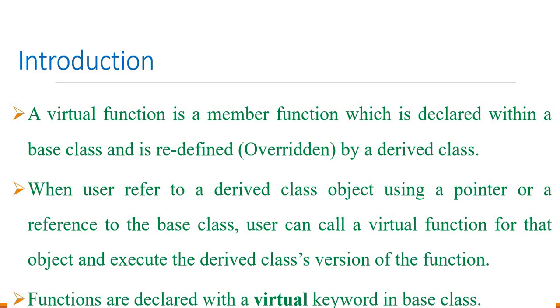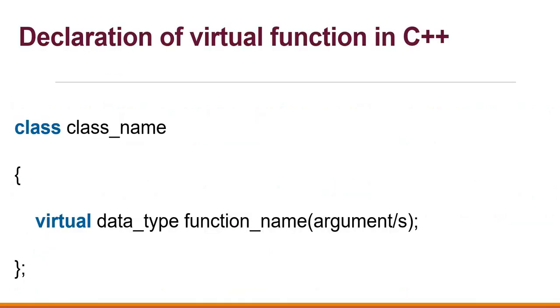Functions are declared with a virtual keyword in the base class. This is the syntax for declaring a virtual function. In the base class, a member function is declared with the keyword virtual.